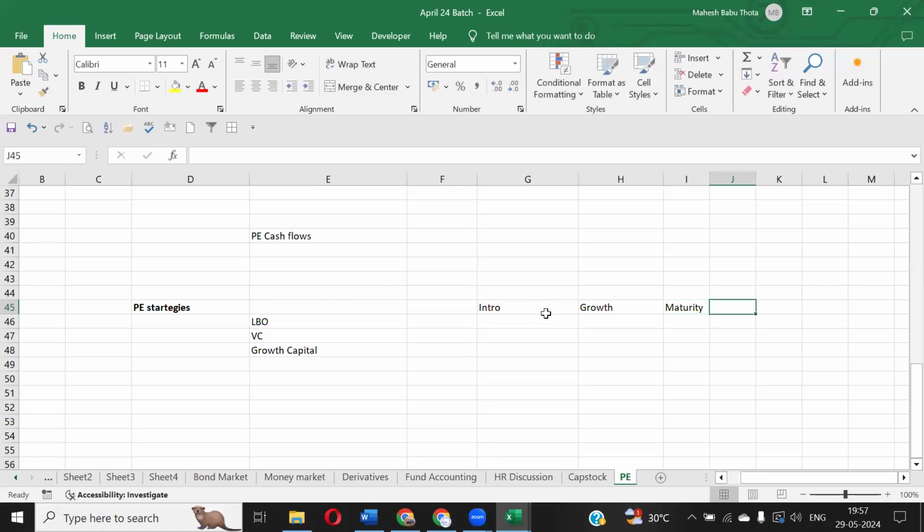Okay, these are the normal stages. Introduction is where the value is very less and we are just in the process of investment. Growth is where the company is growing a lot. Maturity is the highest value. It reaches the highest value. Then we call it a harvest.